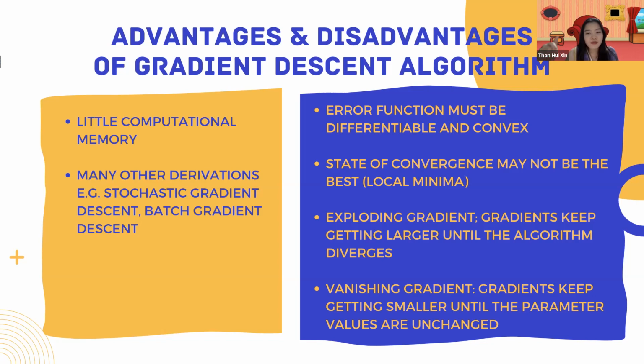Meanwhile, vanishing gradient is the opposite problem. Instead of getting larger, your gradients keep getting smaller and smaller until your parameter values don't change at all, or they equal 0. So nothing changes and you're not able to converge either. With that, we can move on to the code and go through some things. Marcus, please. Sure, we'll be moving on to the coding portion now.